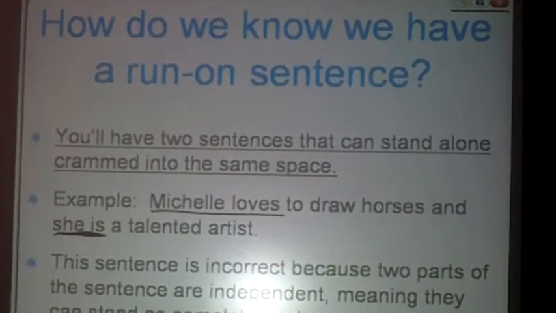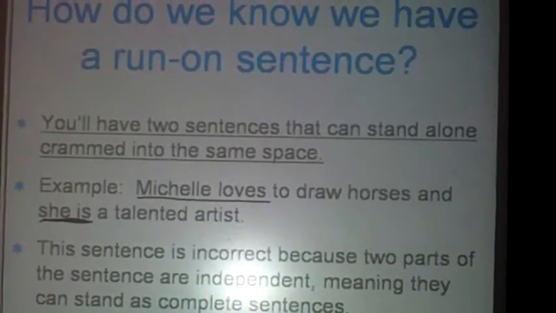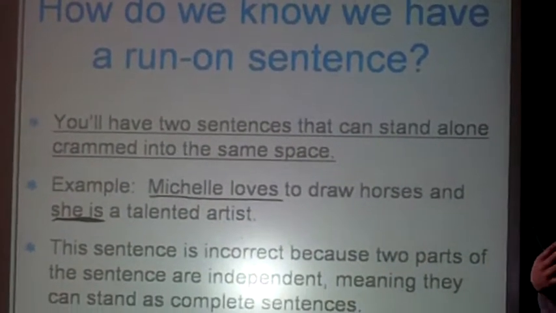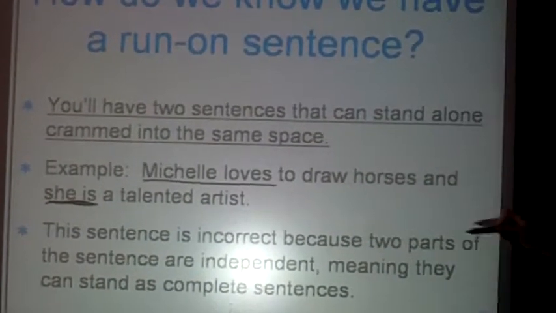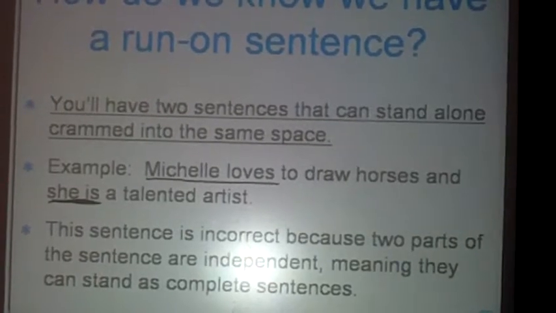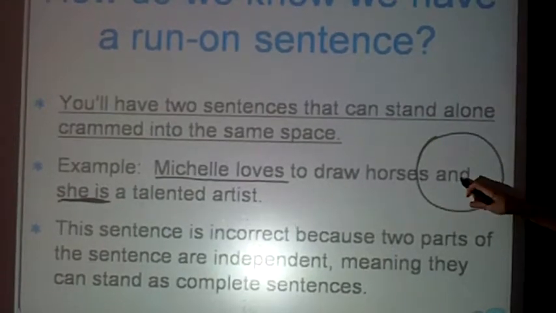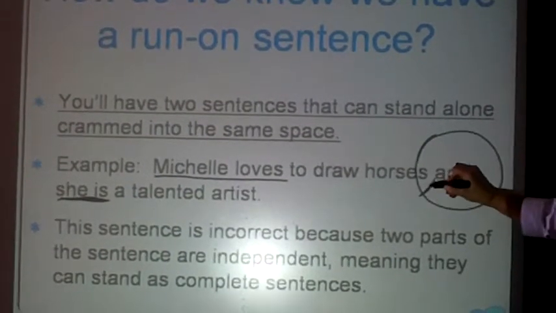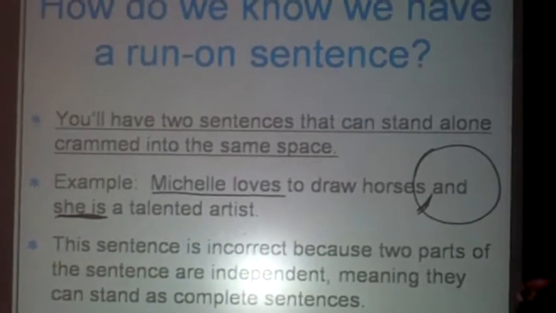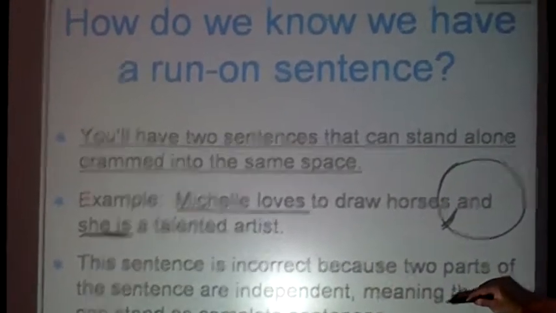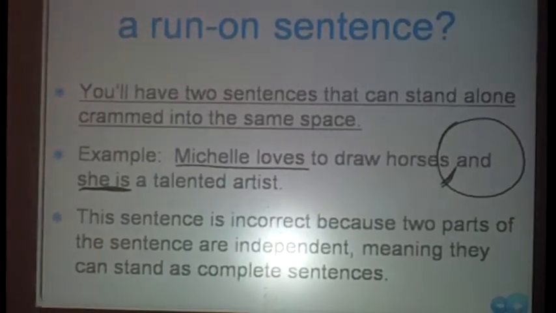So if you can just find the pieces that can stand by themselves, that's not too hard. Nod your head if you think you can probably find little pieces that can stand by themselves. Then all you have to do is look in the space between. Somewhere in the space between, you've joined them. We'll talk about the correct ways you can join them. In this case, they try to join with a conjunction, and they're going to need a comma. That's what made the run-on sentence. It didn't have the proper punctuation. So this sentence was incorrect because the two parts that could stand by themselves, that were independent, were stuck together without the proper punctuation jammed into the same space.